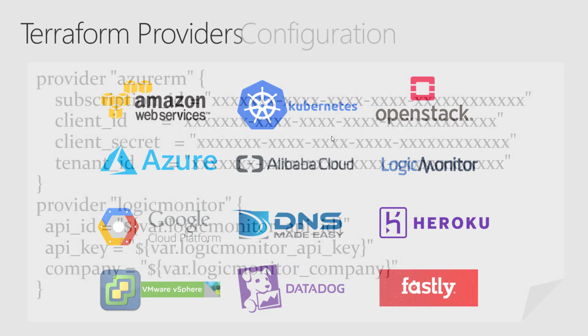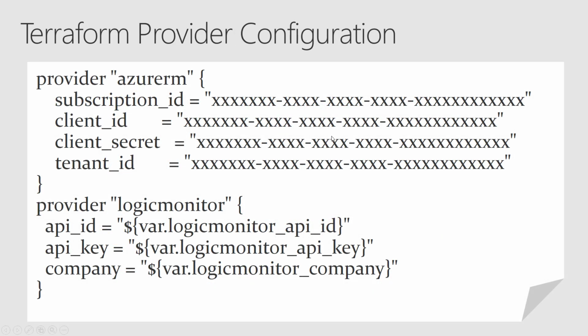So how do we tell Terraform in our template what provider to use? It's simple. In the provider section, just define this. Provider, in this case, AzureRM, and then define the credentials to authenticate to that provider. Same thing with any other provider. It can be provider AWS, authentication, provider LogicMonitor, authentication.